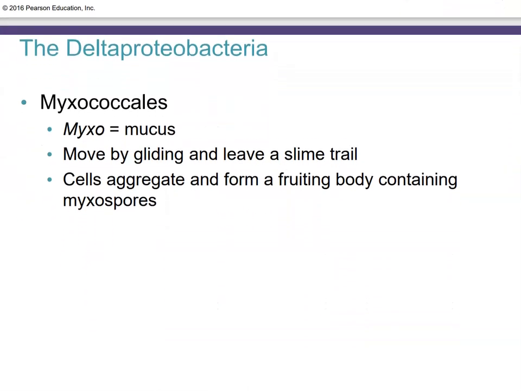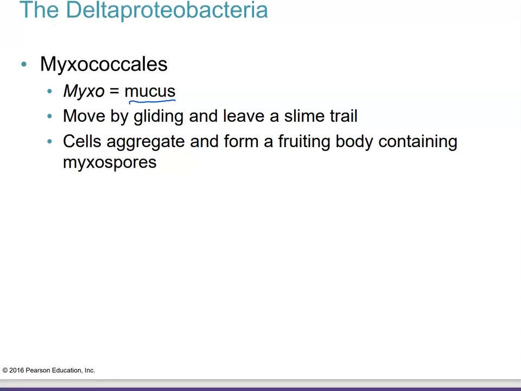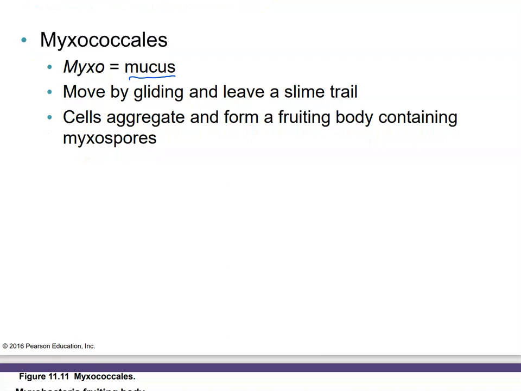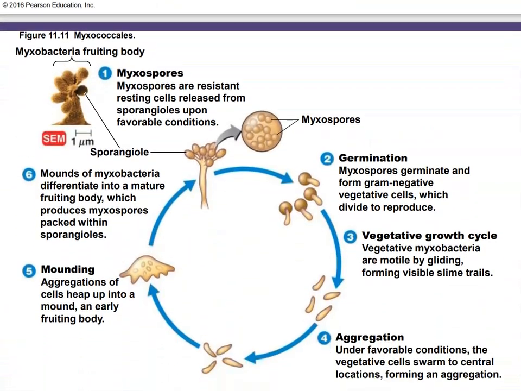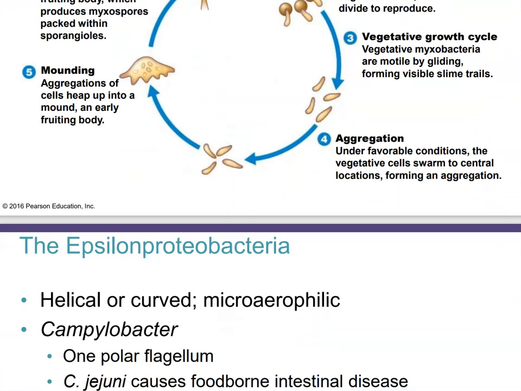Okay, and then we have the delta proteobacteria, the Myxococcales. Myxo refers to mucus, and these guys move by gliding and they leave this slime trail. So I'm not a big fan of anything slimy, but anyway, for what it's worth, Myxococcales, we do not have them on a pathogen group. And so here, this is a life cycle of Myxobacterium that I find not too interesting. So I think we're going to skip over this.